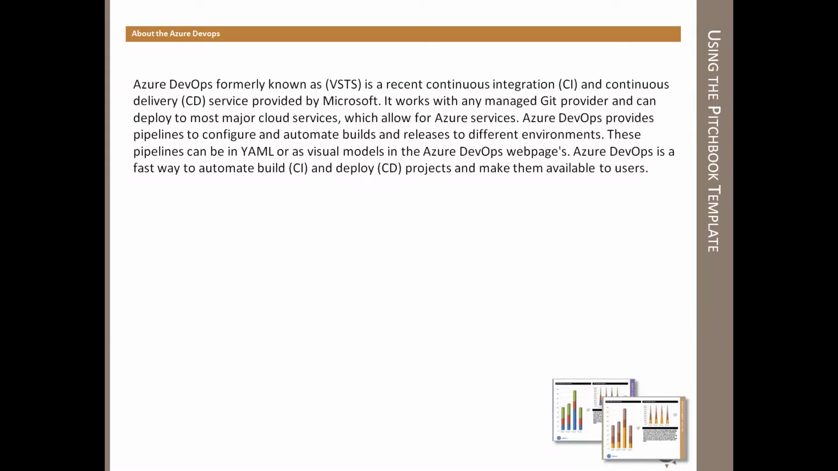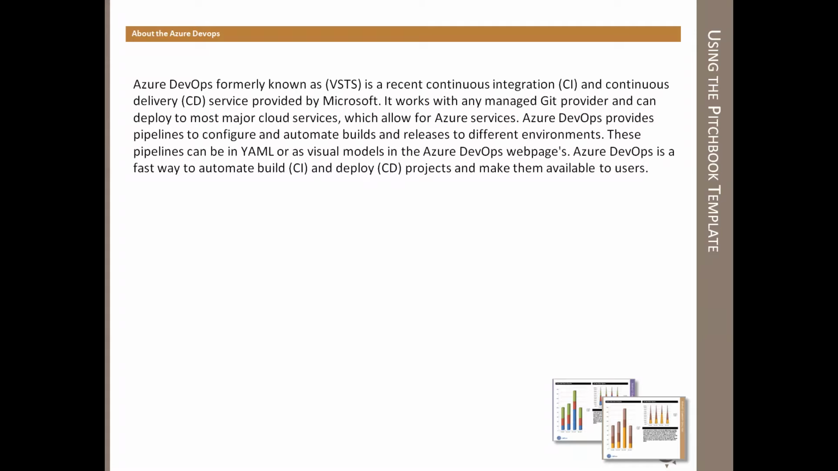It works with any managed version controls like Git, Bitbucket, and there are more version controls that it can integrate, and deploy to most of the major cloud services, including Azure services. Azure DevOps provides pipelines to configure automated builds and releases to different environments. These pipelines can be configured in YAML or as a visual model in the Azure DevOps web page.